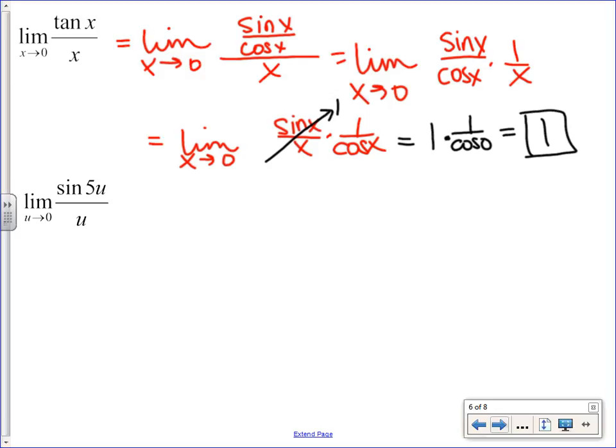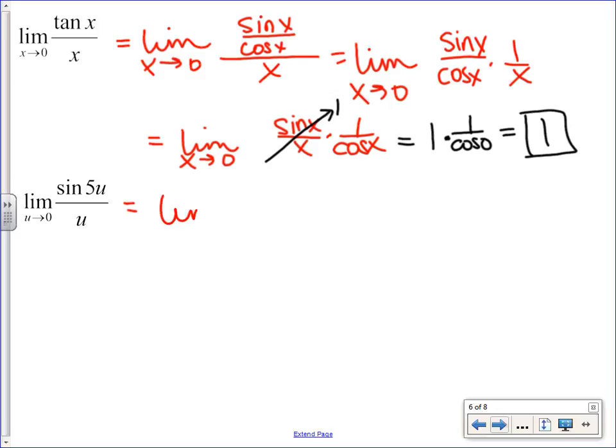Nothing too fancy. This next one's going to be fancy. What's the problem with trying to evaluate this limit with my special rule? There's a 5. They're different angles. Okay, the angle is not the same as the denominator, is it? What would the denominator need to be for this to be special? 5u.